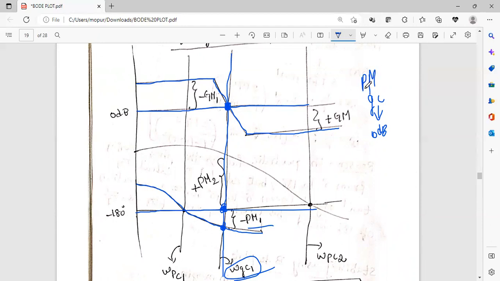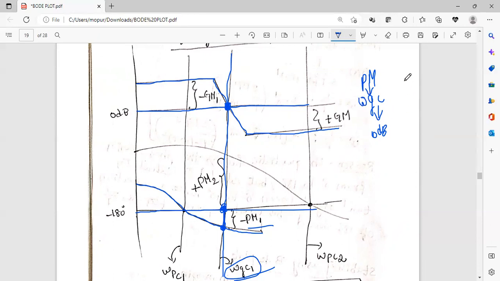In reverse, you can remember phase margin is the margin, the phase difference between the minus 180 degree line and the phase angle plot. This is the phase margin at gain crossover frequency. How will we get that gain crossover frequency? Gain crossover frequency is the intersection of the magnitude plot with 0 dB.